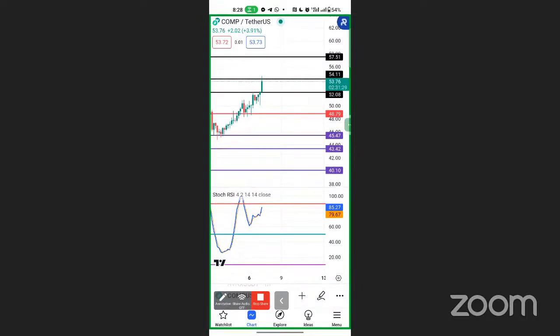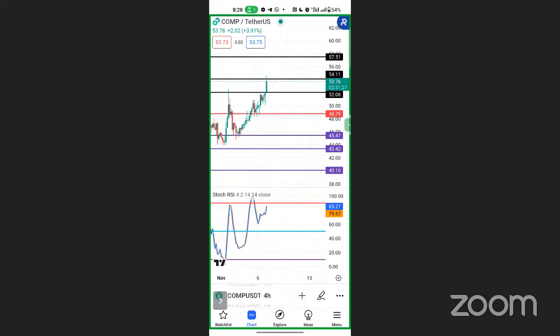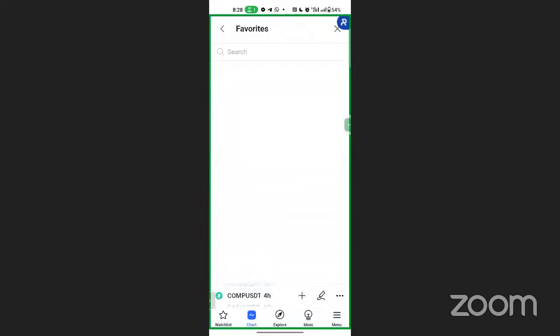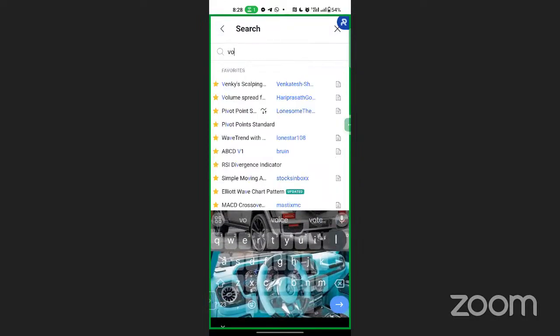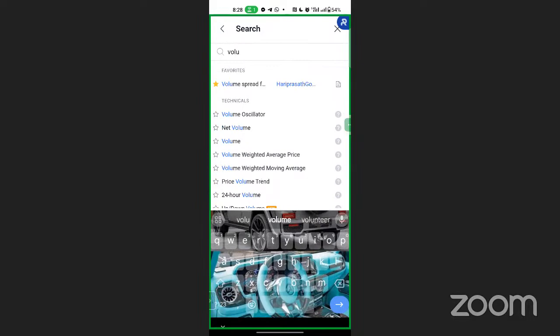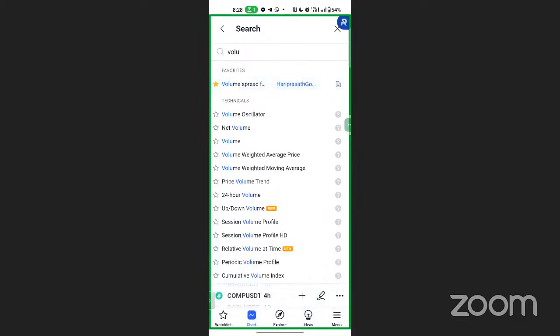Now, tomorrow we shall add on this. Tomorrow we are going to add on the stochastic RSI and also another indicator we call the volume spread indicator.